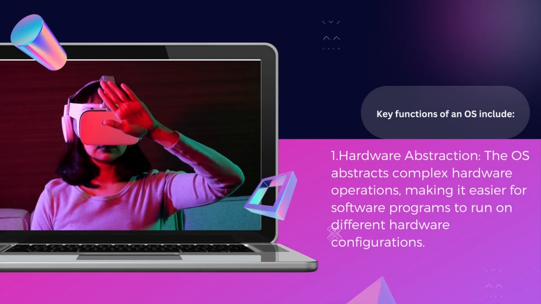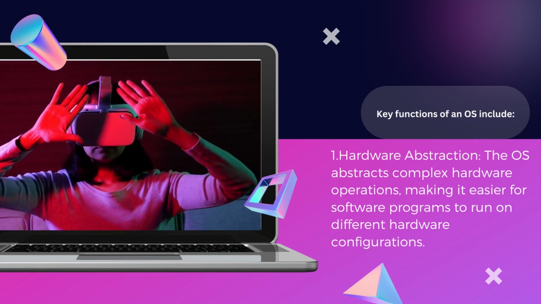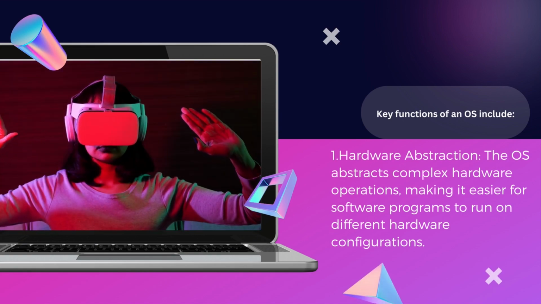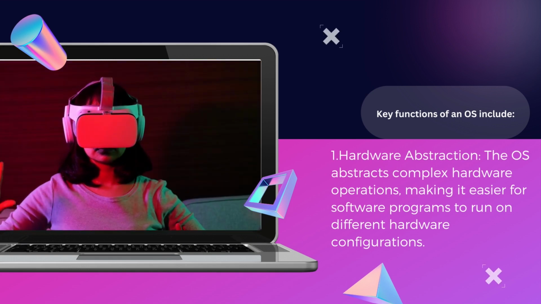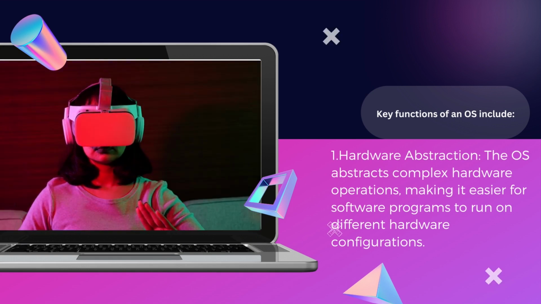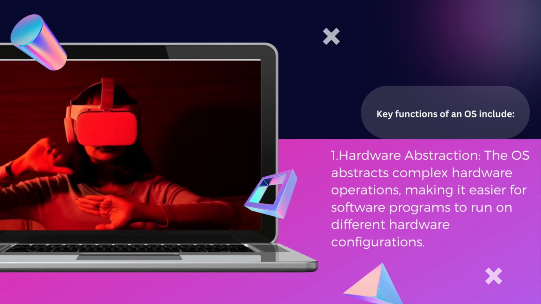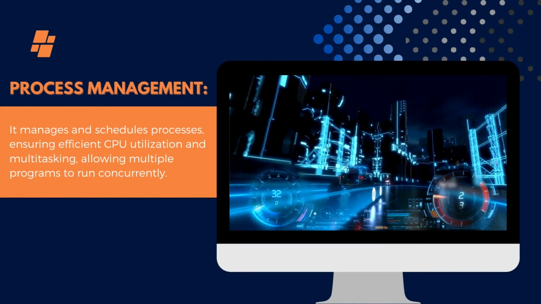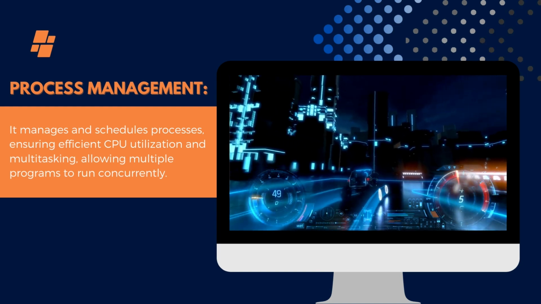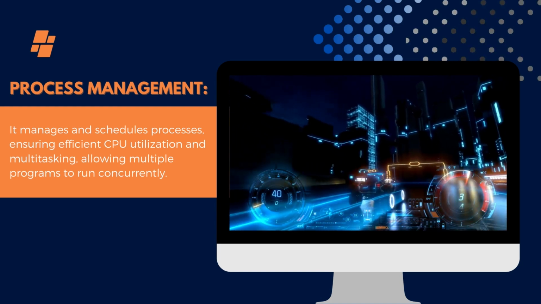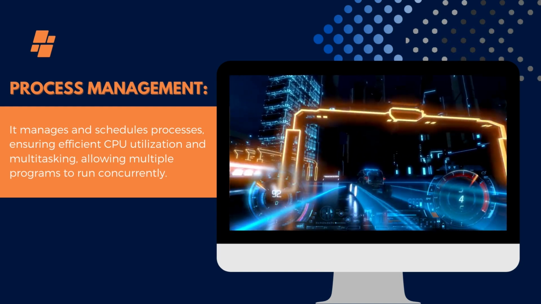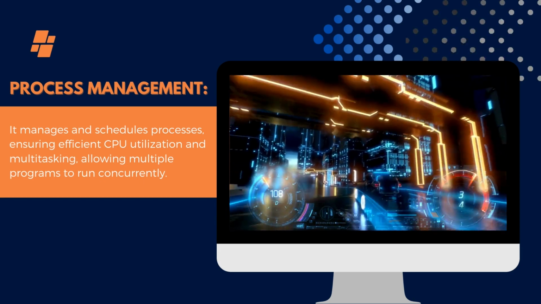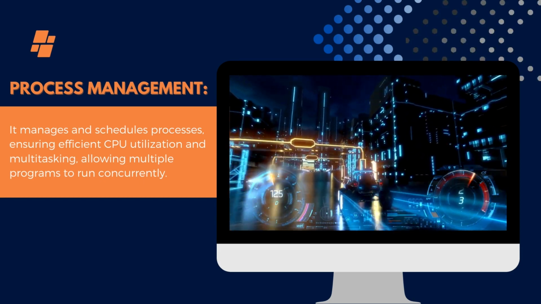The key functions of an operating system include the first one, hardware abstraction. The operating system abstracts complex hardware operations, making it easier for software programs to run on different hardware configurations. The second is process management. It manages and schedules processes, ensuring efficient CPU utilization and multitasking, allowing multiple programs to run concurrently.